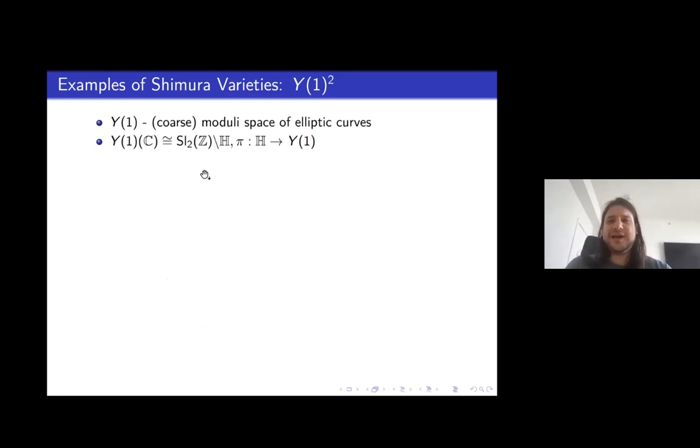You can fiddle around with adjectives here. I'm not going to go into that. And over the complex numbers it is just the usual upper half plane modulo the action of SL2(Z), giving you this transcendental uniformization map.